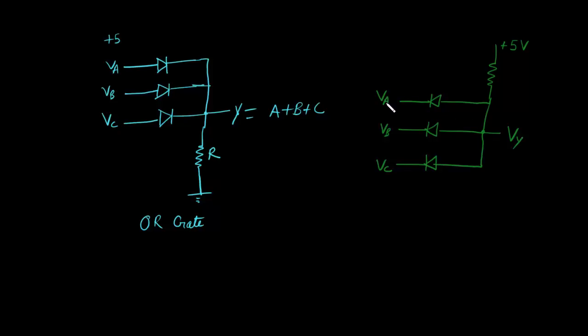In that case, if VA, VB, and VC are 1, then all these diodes will be reverse bias, and these can be replaced by open circuits. And we have a voltage of plus 5 volt here. So we can see that VY follows the law of AND gates. So VY is equal to A and B and C. So we got an AND gate here.